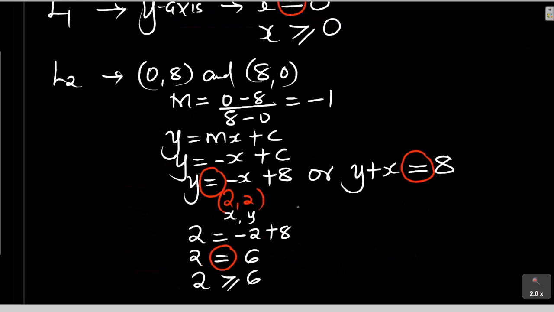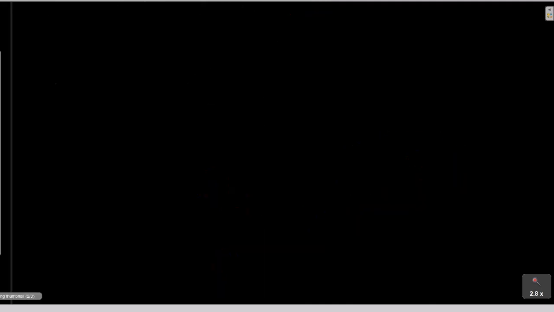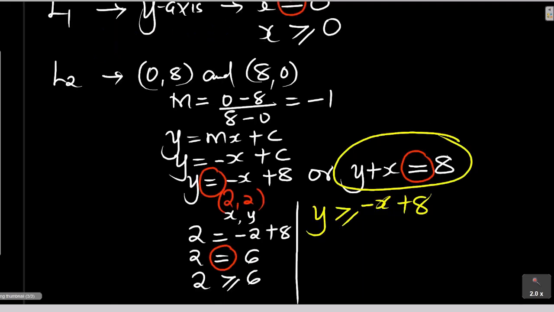So now coming back to our inequality, this is how we're supposed to write it. y, then we put this greater than, the sign that you just identified. y is greater than or equal to negative x plus 8. Alternatively, you can also use this format of the equation. y plus x is equal to 0, and we just follow the same procedure.